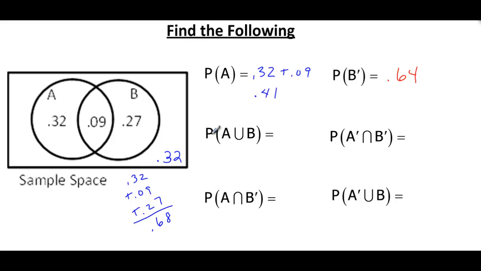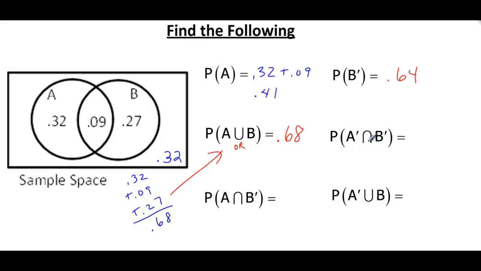Okay, well, let's go on. What about A union B? Union looks like a U. So our word for union is "or." So A or B means you're either in circle A or you're in circle B. If you think about that, it would be these three, because this one isn't in A and it's not in B. So if I add up these three, which I've already done, that's 0.68.